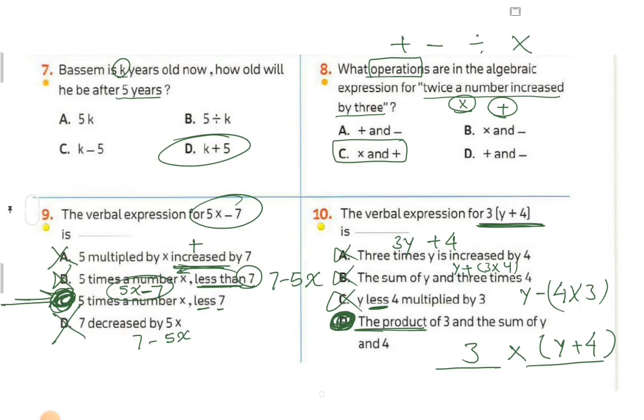Don't forget about less than and less. It's very important to note that when he uses less than, you start with 7: 7 minus x. But if he uses just less, that means start with the first one.